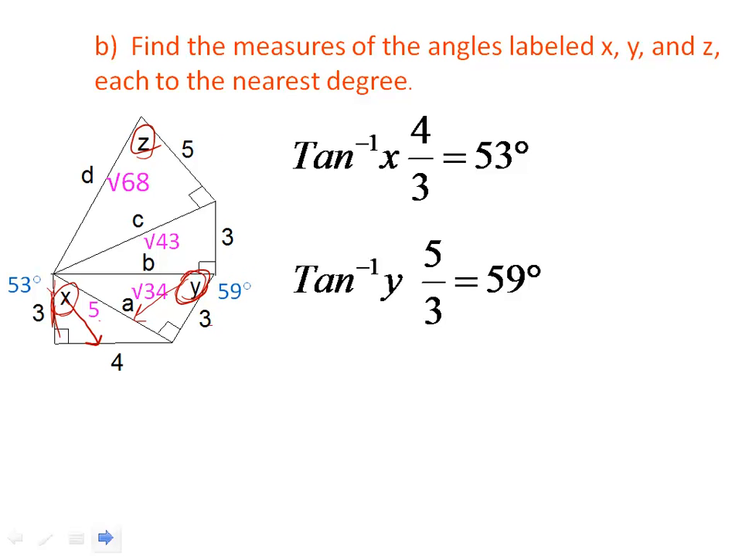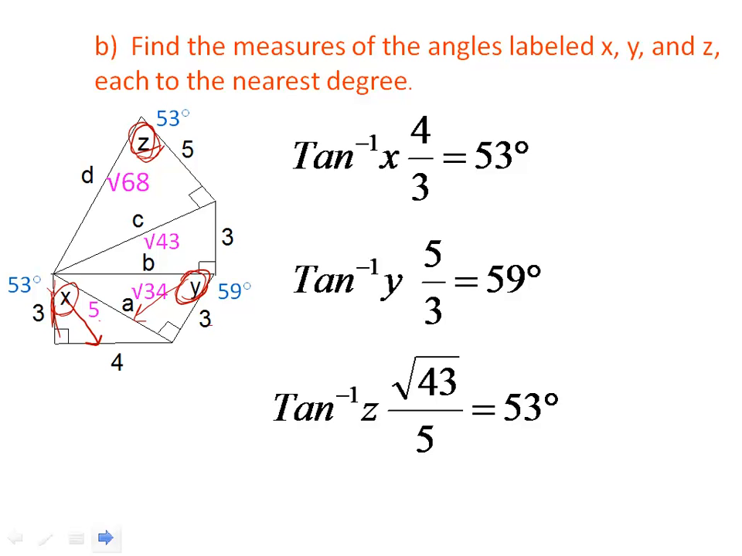Alright, now we have one left to find up here, angle z. And the 2 legs are the square root of 43 and 5. So we can do that one now. The opposite leg is the square root of 43, the adjacent leg is 5. So here we have our tangent ratio.